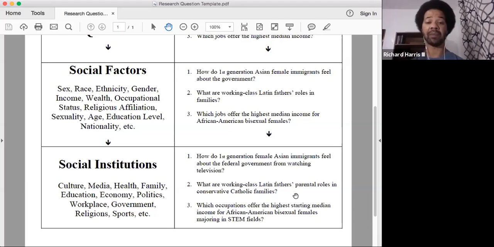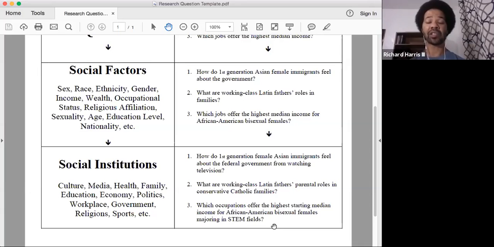The second question becomes, what are working class Latin fathers' parental roles in conservative Catholic families? So this is becoming more and more specific as well. We added some religion and also some political viewpoints as well. The third question becomes, which occupations offer the highest starting median income for African American bisexual females majoring in STEM fields? All right, so now we've included education in this third question, more specifically, even a major field of study. So in this case, it is STEM fields.